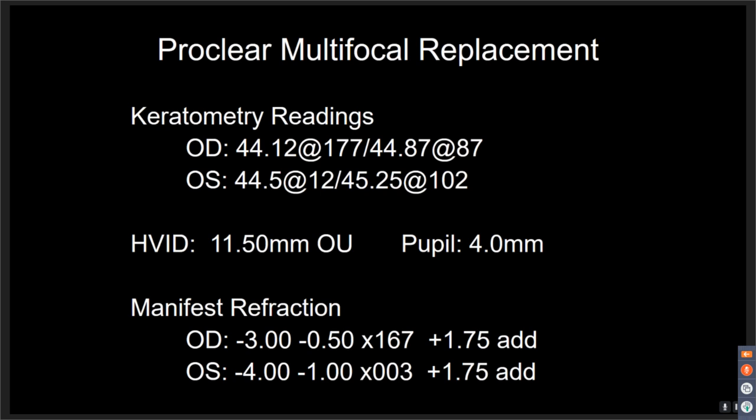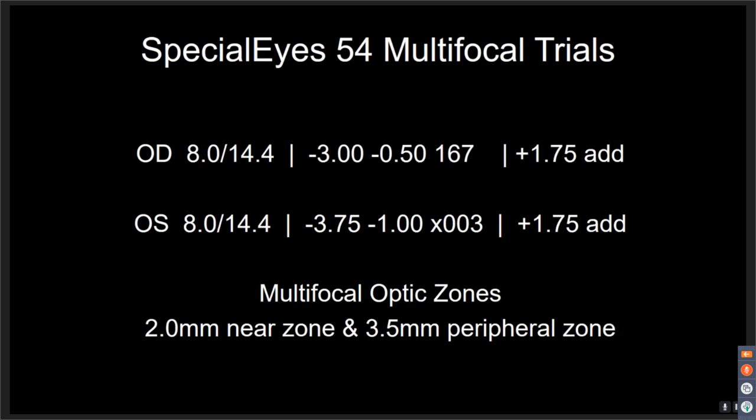So we got a 0.50 and a 1 in the cylinder. So with the specialized multifocal lens, we didn't ignore the minus 0.50 cylinder. We prescribed it. That will affect the vision. It'll make it clearer. The other thing that I like about it, if I can, I would prefer two toric lenses.